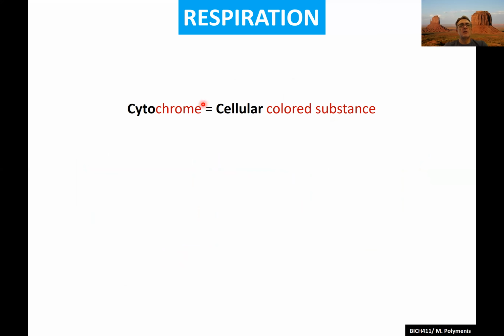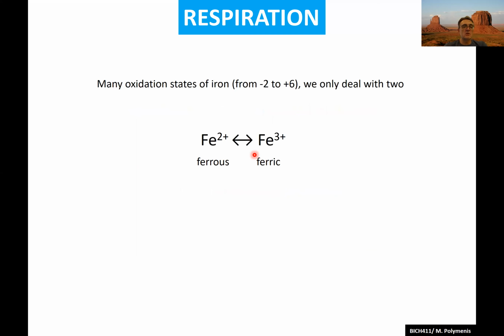Cyto is cell, chrome is a color, so it's a cellular colored substance. They come in many different varieties, and people have been purifying them for 100 years or more. They are heme-containing proteins. So cytochromes are proteins, and the cofactor in those proteins are hemes. And how does heme look like? You'll see in a minute. But all hemes, in this case, have an iron atom in them. And iron comes in many different oxidation states.